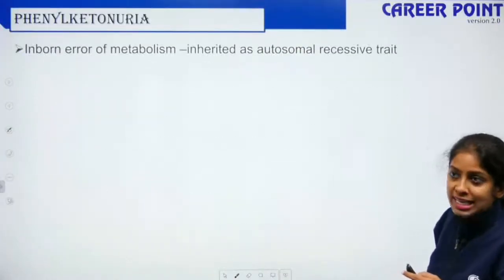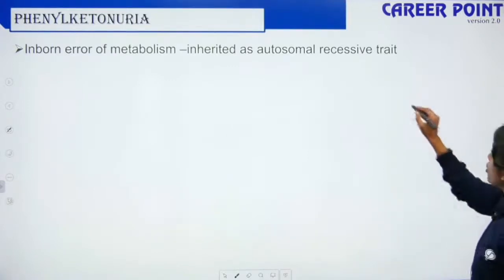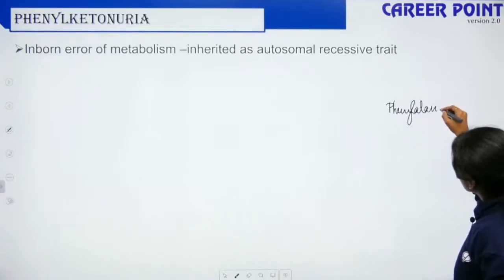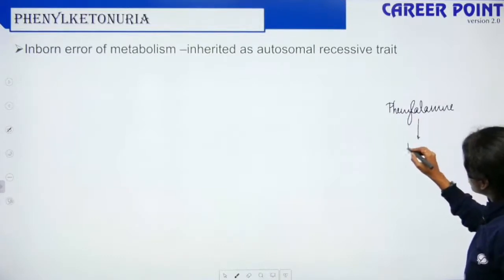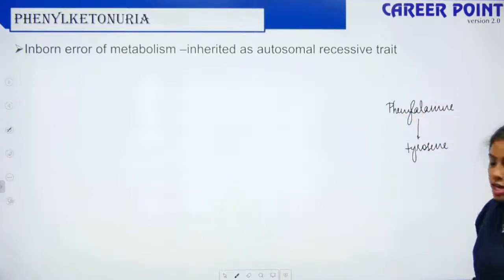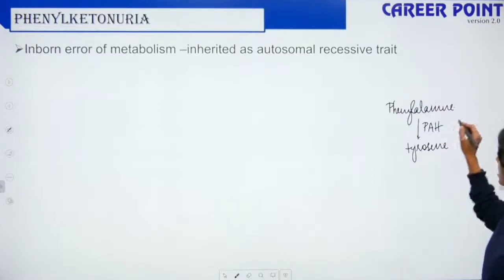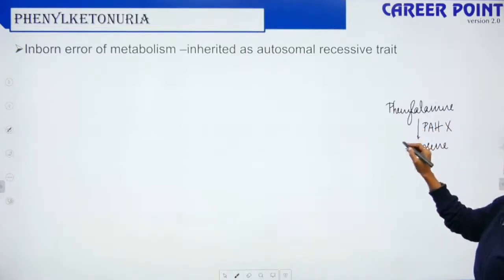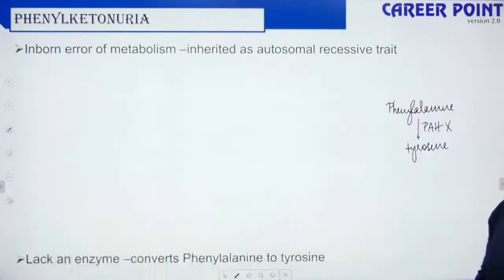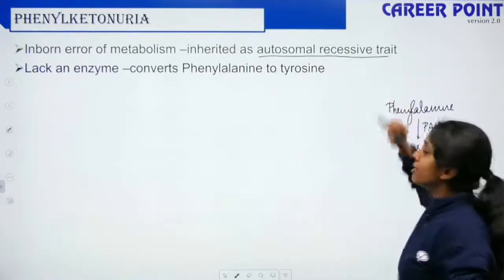So the next one is phenylketonuria. So we have read this n number of times. This is an example of pleiotropic gene. So when your amino acid, that is your phenylalanine, gets converted into tyrosine, that is the only way this can be metabolized. So for this we need an enzyme, phenylalanine hydroxylase. So if this enzyme is deleted, then this conversion is halted. So accumulation of phenylalanine causes phenylketonuria. So it lacks an enzyme, but this is also an autosomal recessive trait.